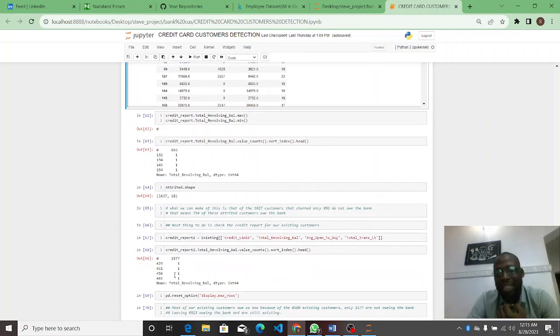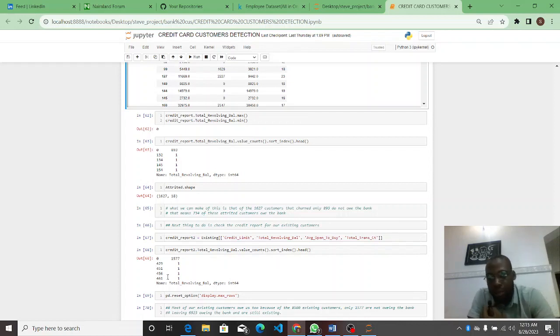That led us to creating a credit report for our existing customers, and that's what I did here as well. I created a credit report which contains the credit report for our existing customers. If we check their current balance, we saw that of the 8,500 customers, just 1,577 of them do not owe the bank. Wow, that's leaving us with 6,923 of them actually owing the bank.